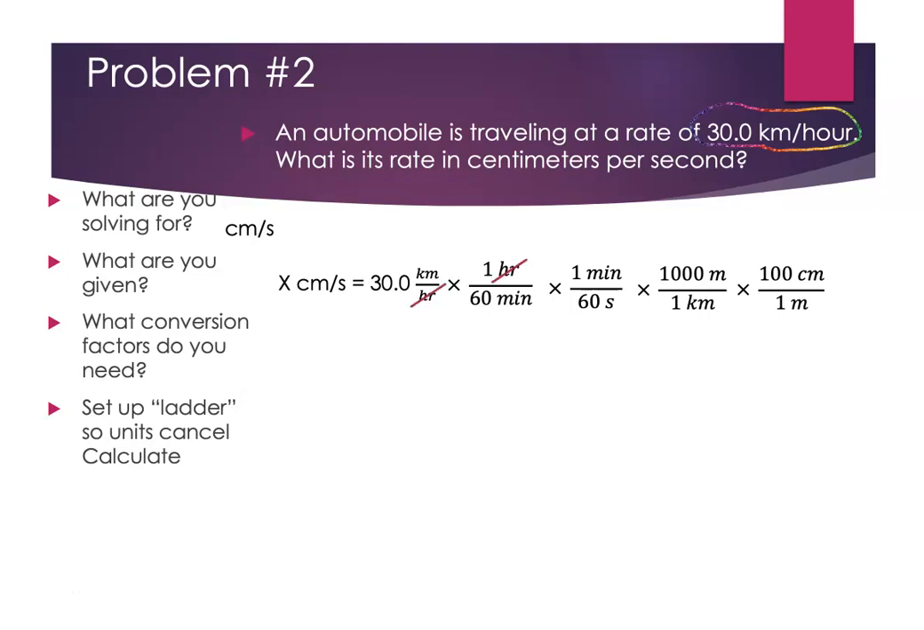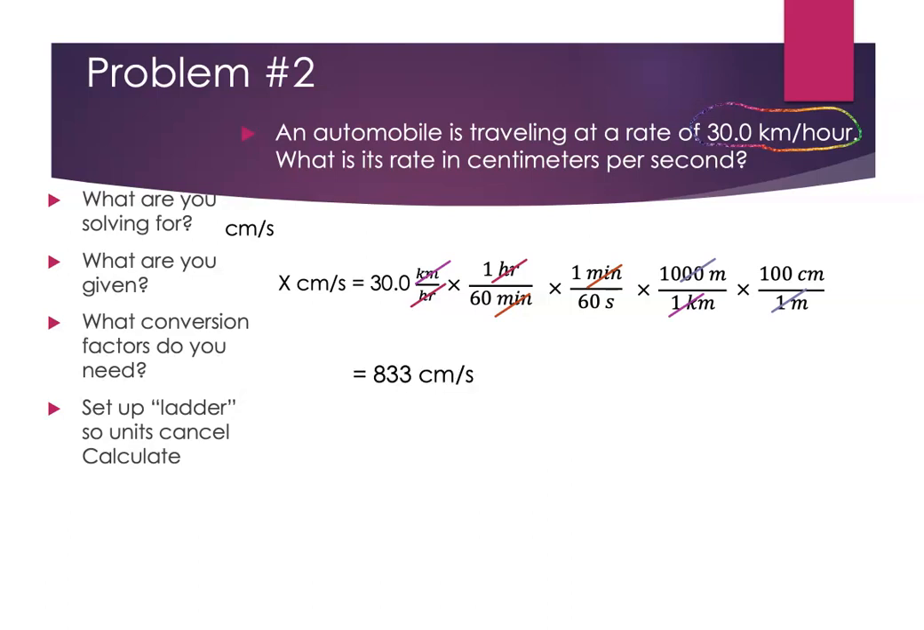Let's check. Hours canceled. Minutes canceled. I'm left with seconds in the denominator, and that makes sense. I wanted centimeters per second. Now let's check the distance ones. Kilometers cancel. Meters cancel. I'm left with centimeters in the numerator, so ultimately I'm left with centimeters per second, which is what I want. So I think I have the problem set up correctly.